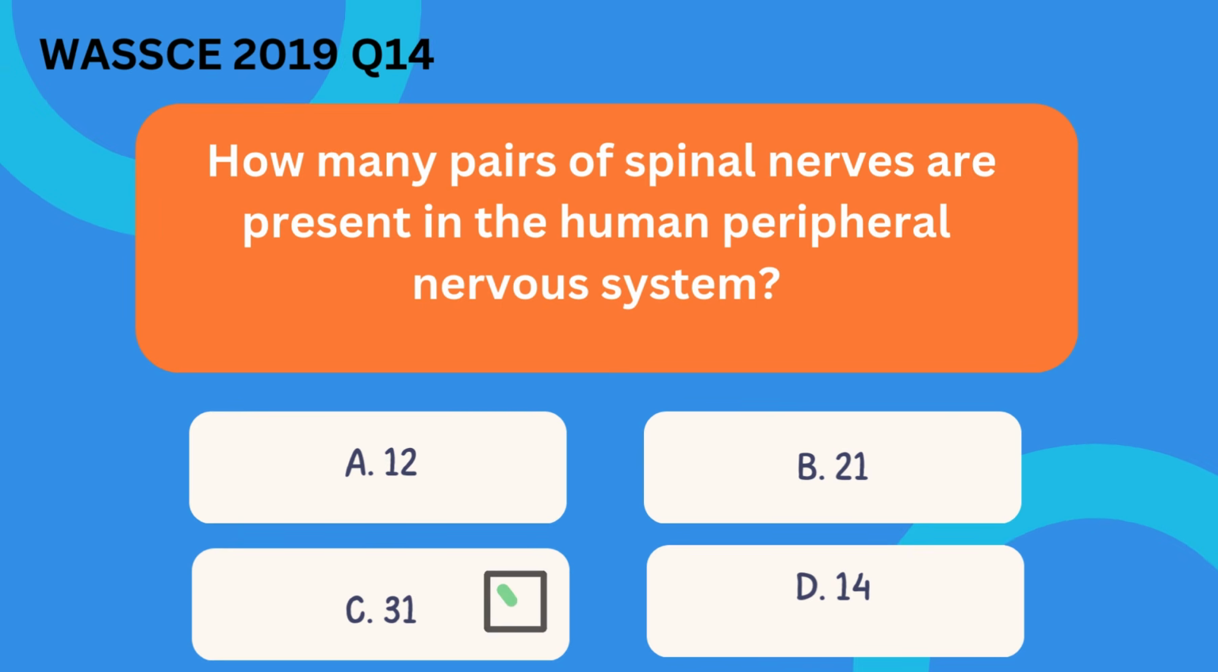The correct option is option C, 31. The spinal nerves consist of 31 pairs of nerves. Option A is wrong because it is the cranial nerves that consist of 12 pairs. Option D is wrong, so also is option B wrong.